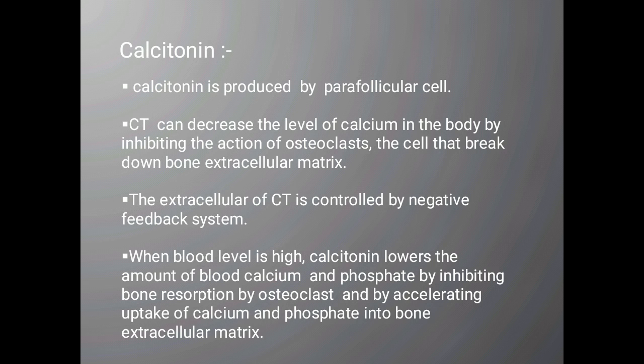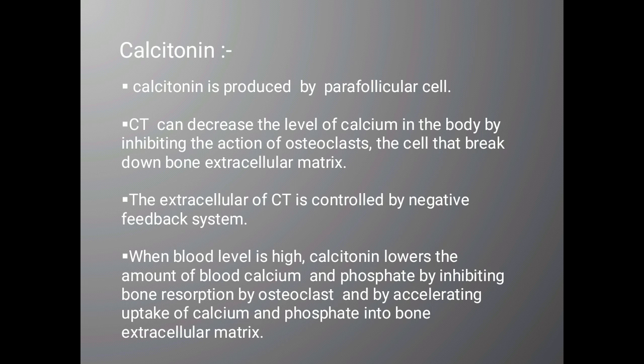Now the calcitonin. Calcitonin is produced by the parafollicular cells. Calcitonin can decrease the level of calcium in the body by inhibiting the action of osteoclasts. Osteoclast means the breakdown of the bone extracellular matrix. The secretion of calcitonin is controlled by the negative feedback system. When the blood calcium level is high, calcitonin lowers the amount of blood calcium and phosphate by inhibiting bone resorption by osteoclasts and by accelerating uptake of calcium and phosphate into bone extracellular matrix.